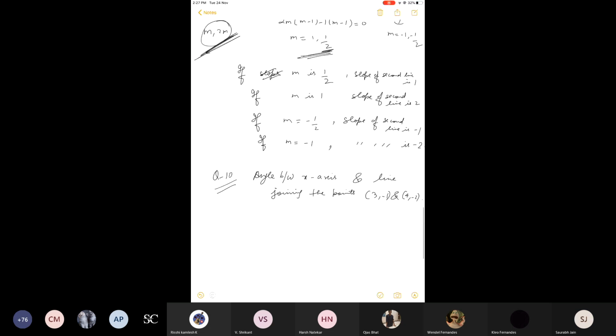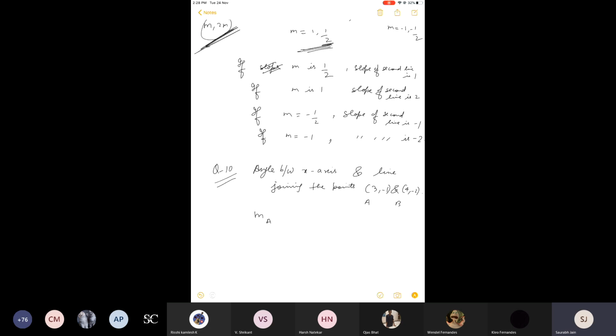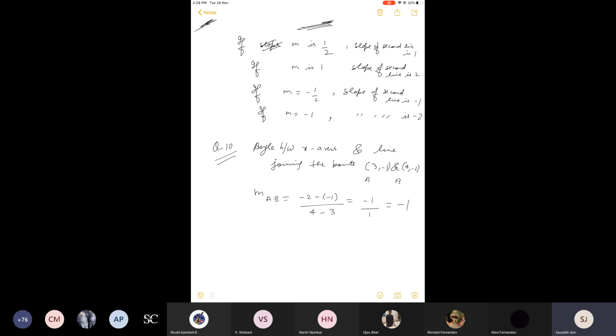Okay, let us say these points are A and B. So what is the slope of line AB or line segment AB, whatever you say? It will be y2 minus y1 upon x2 minus x1. So it is minus 1 in numerator and 1 in the denominator. It is minus 1. Okay, so we have calculated the slope of line AB.